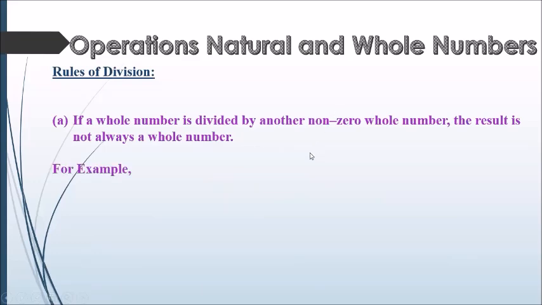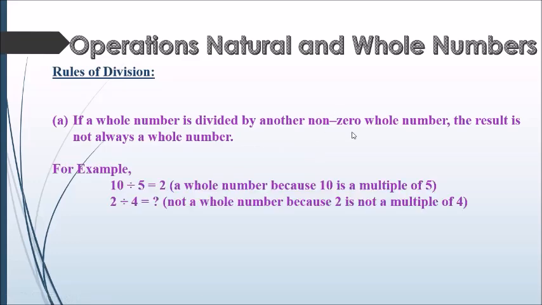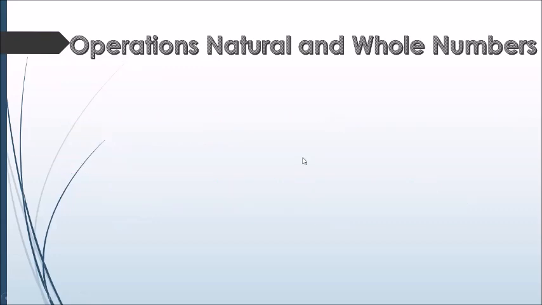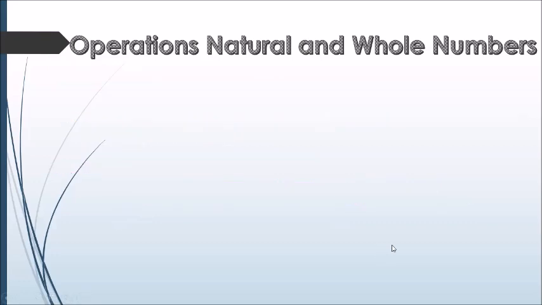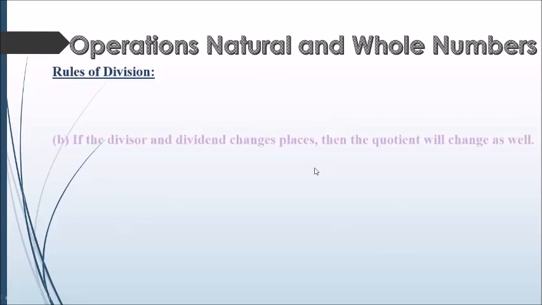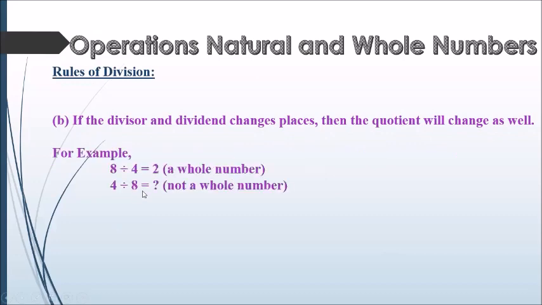The first property is when a whole number is divided by another whole number which is not zero. This second number cannot be zero. The number after the division sign cannot be zero. The answer will not always be a whole number. So this means that the closure property does not apply to division. Whenever a whole number is divided by another number, the answer is not always going to be a whole number.